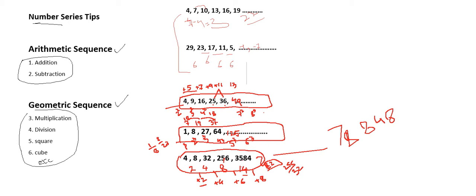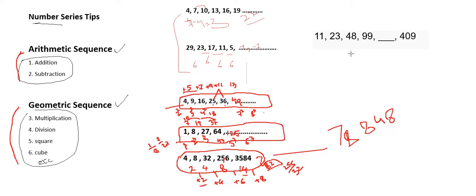So see, it's very simple. It's always one of these. First of all, you have to see addition and subtraction, meaning whether it is an arithmetic sequence, and then you have to see whether it's a geometric sequence, and you have to see multiplication, division, square, and cube. It's always one of these.